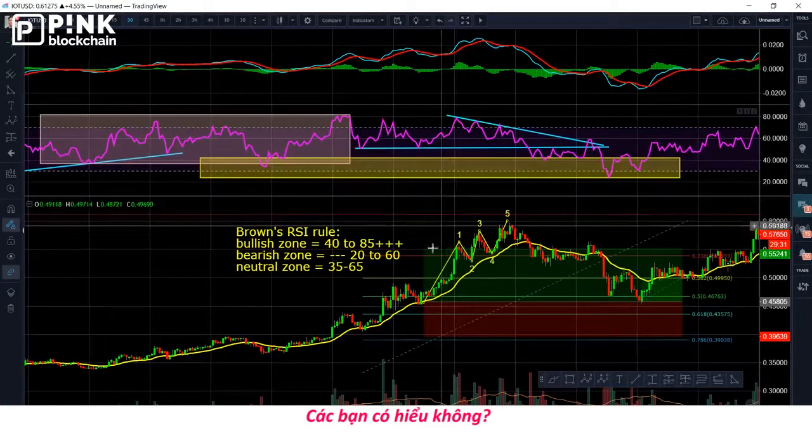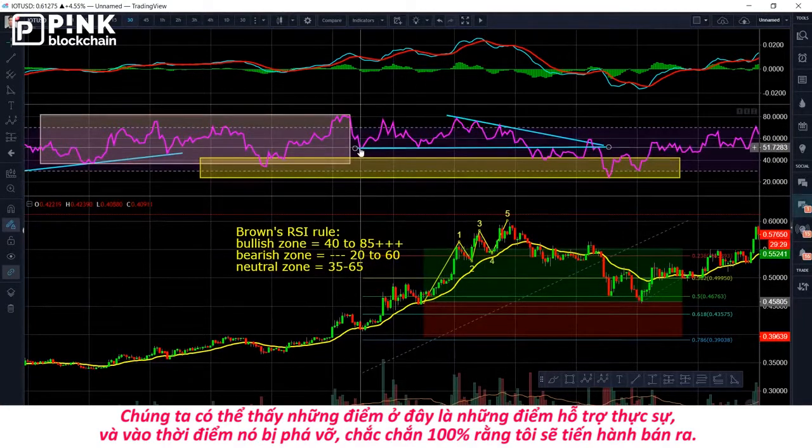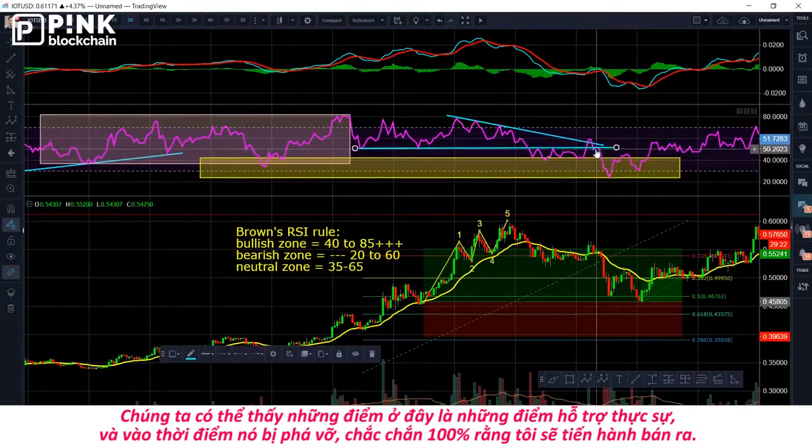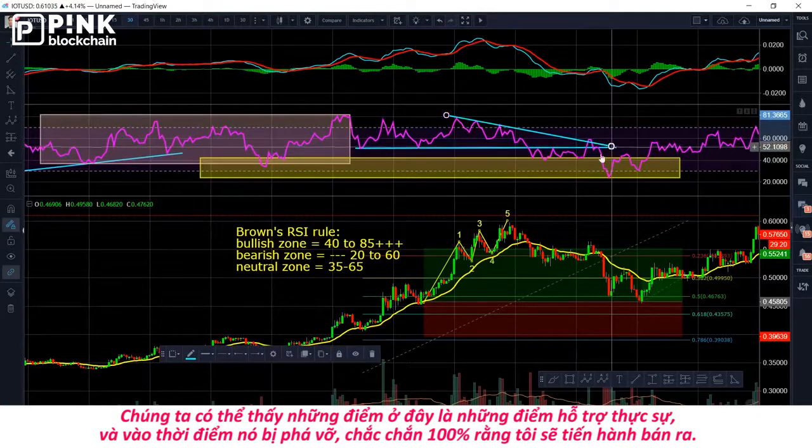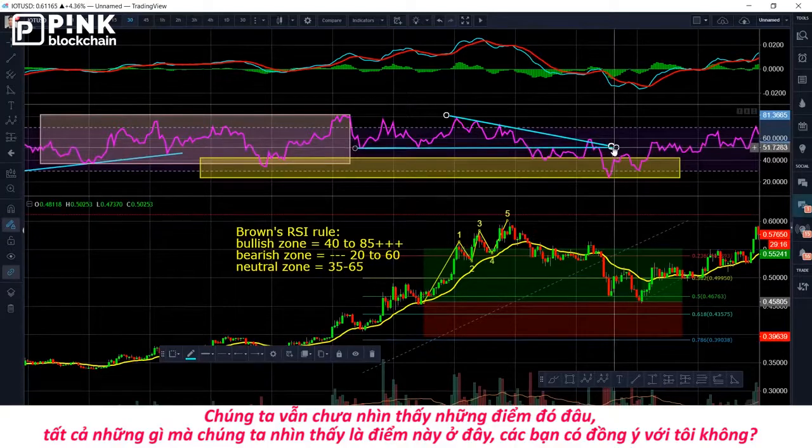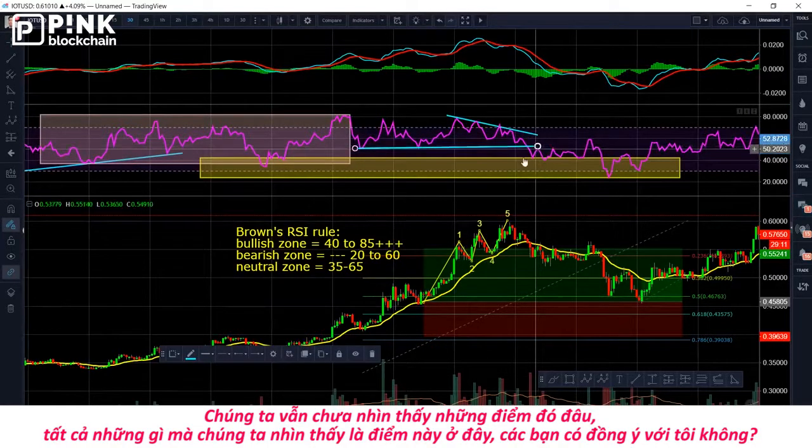Isn't that an incredible way to see it? So we see these points right here as an actual support. And then we draw a line across it, right? And the moment that it breaks it, I will 100% sell it, which is where, guys? Which is right here, okay? We don't even see all these points yet. All we see is this right here. Would you guys agree with me?